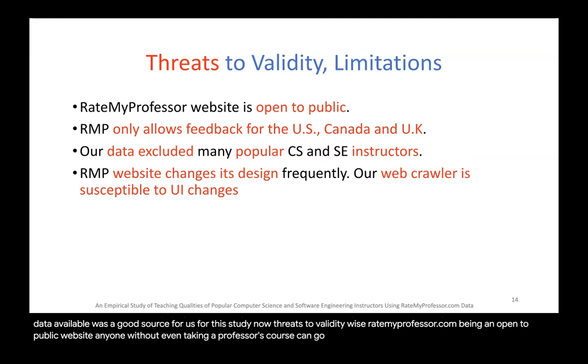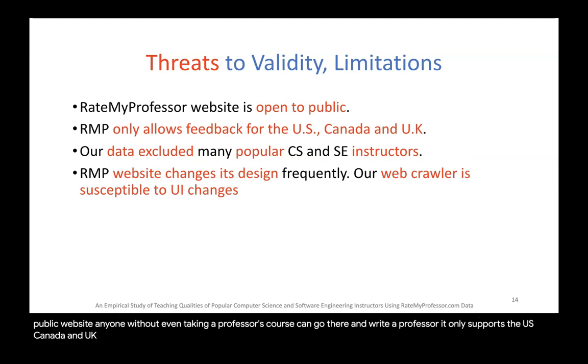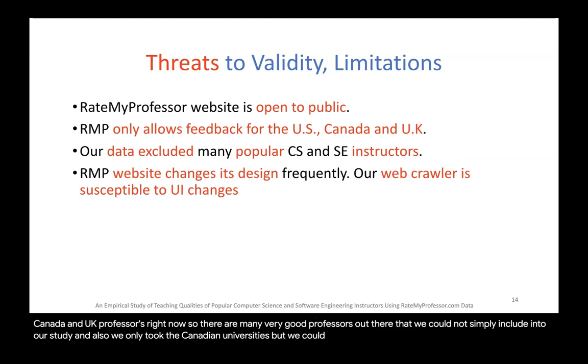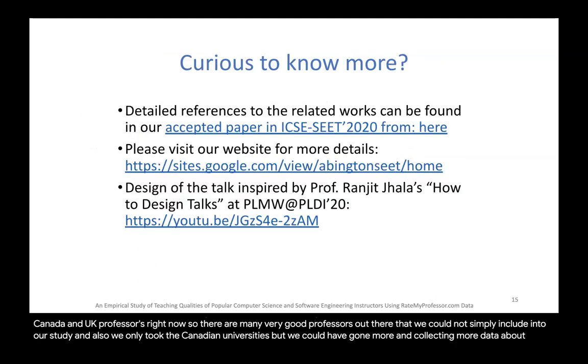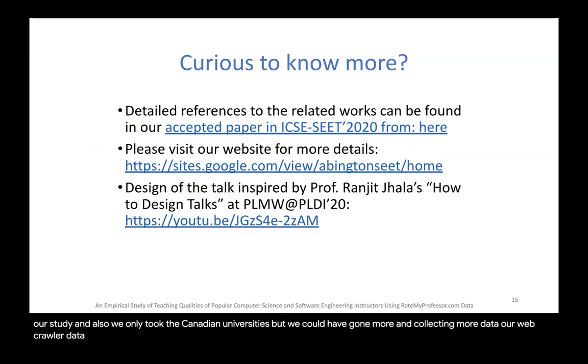Now, threats to validity wise, ratemyprofessor.com being an open public website, anyone without even taking a professor's course can go there and rate a professor. It only supports US, Canada, and UK professors right now, so there are many very good professors out there that we could not simply include in our study. And also we only took the top 20 US and Canadian universities, but we could have gone further and collected more data.